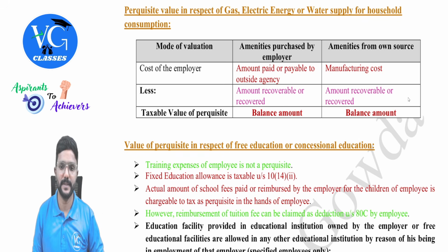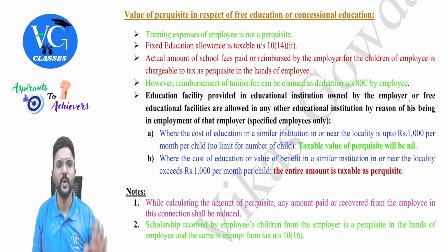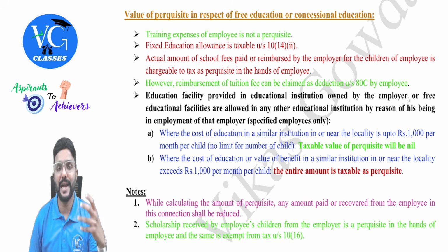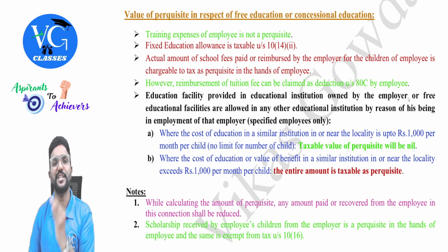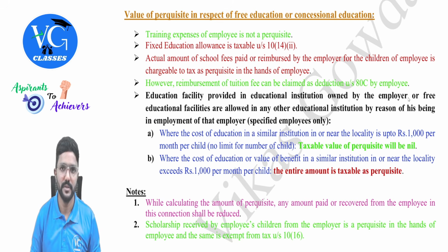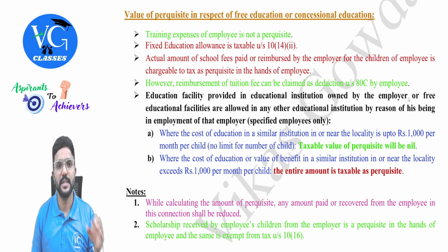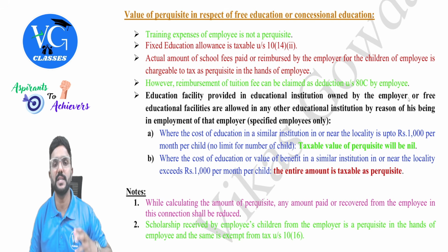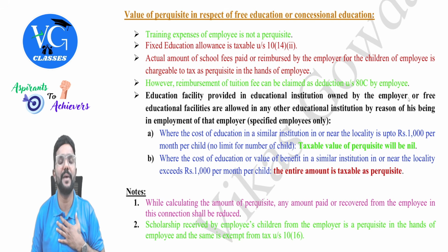Is that clear? Yes, sir. Next. Value of perquisite in respect of free education or concessional education. Guys, if it is an education allowance, we already saw under section 10(14)(ii) that only 100 rupees per month per child for a maximum of 2 children will be exempt. But what we are talking about here is education facility. That is, the school fees of the employee's children is paid by the employer, or children are studying in a school which is owned or maintained by the employer, free of cost or at a concessional fee. Got it?